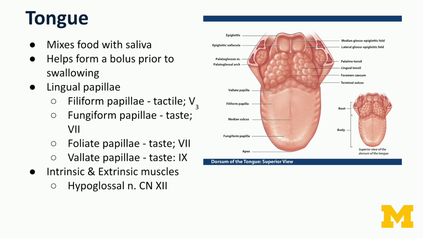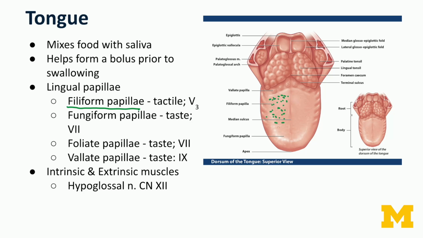There are filiform papillae. Filiform papillae are purely tactile. They're found all over the body of the tongue, and they are what allow you to detect texture of food particles. Does it feel smooth? Does it feel rough? Can you get a good sense of proprioception in molding boluses? That's complements of V3, the mandibular division of the trigeminal nerve.